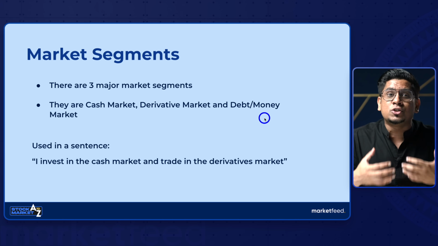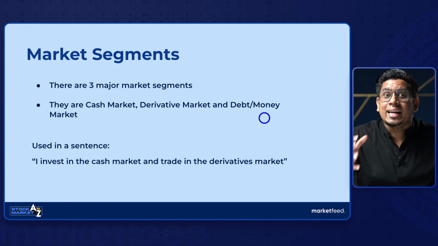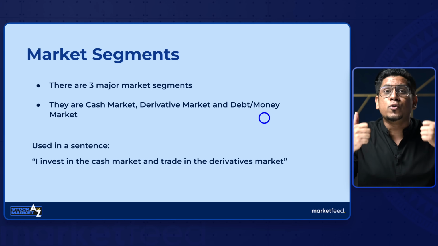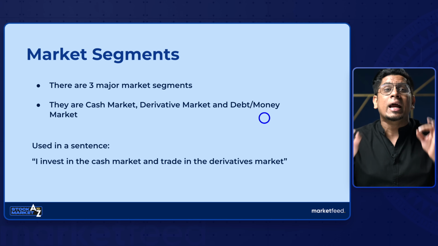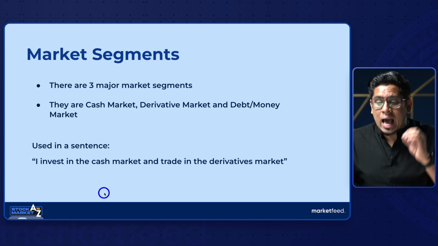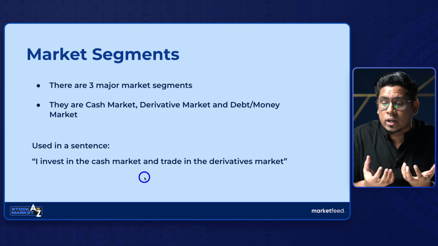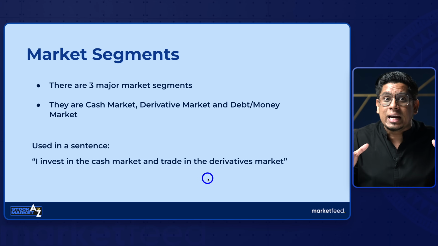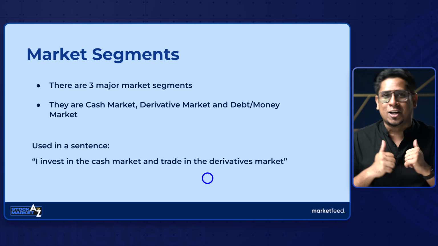That is, if you invest or trade in bonds or debentures, yes, these are debt instruments. We'll learn about those also going ahead. No worries. So if you're trading in the debt instruments, that is called the market segment of debt or money market. I hope that is clear. Now, used in a sentence here as I invest in the cash market, right? I buy stocks, I invest in stocks or equities, and I trade in the derivatives market because I am predominantly an option seller, an index option seller. So I trade in the derivatives market.